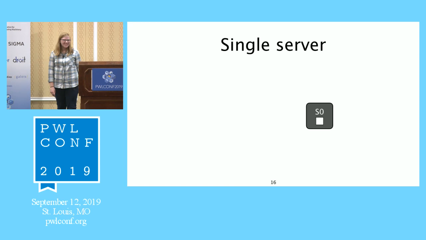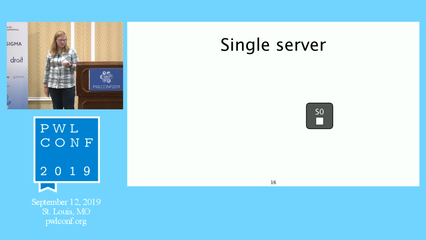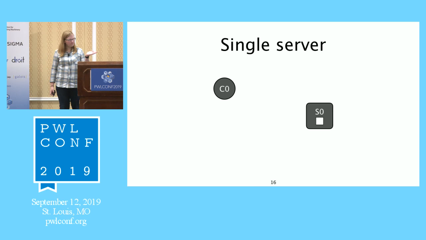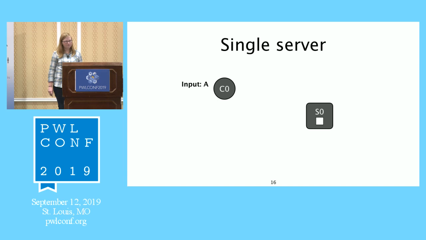Oh, please. There's one server. It's got one write-once register in persistent storage. And we're going to try and achieve consensus. Client comes along. They have a value that they want to be decided, in this case, A. And they're going to talk to the server.